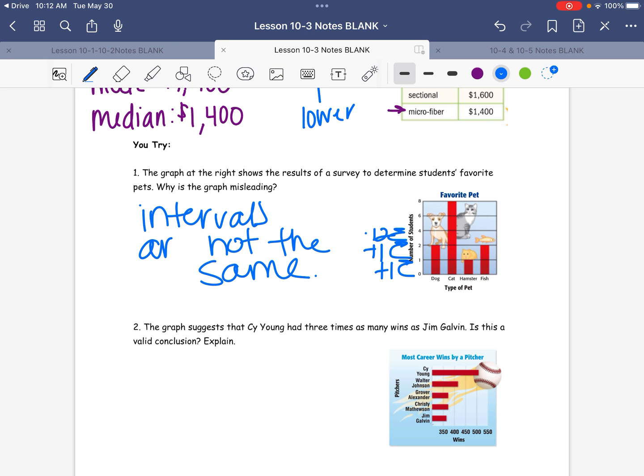Then number 2 talks about C.Y. Young and that he had 3 times as many wins as Jim Galvin. Is this a valid conclusion? The conclusion is not valid because, although the intervals are the same here, it's saying that C.Y. Young had about 3 times as many as Jim Galvin. However, Jim Galvin did have 365 wins. So this would not be a valid conclusion.